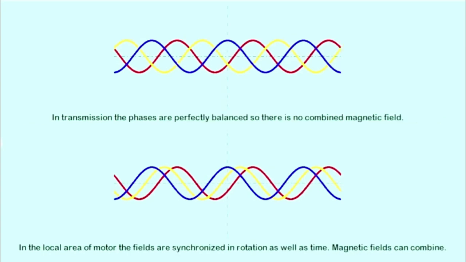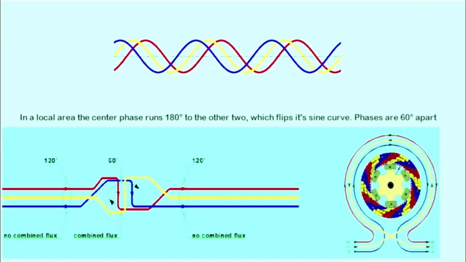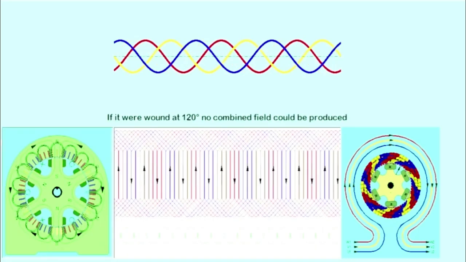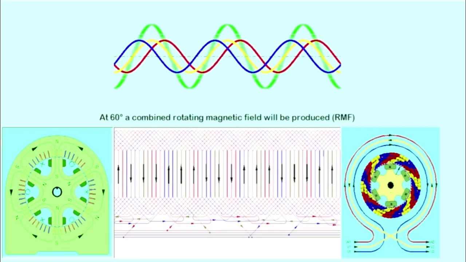In transmission, the phases are perfectly balanced, so there is no combined magnetic field. In the local area of a motor, the fields are synchronized in rotation as well as time. Magnetic fields can combine. In a local area, the center phase runs 180 degrees to the other two, which flips its sine curve. Phases are 60 degrees apart. If it were wound at 120 degrees, no combined field could be produced. At 60 degrees, a combined rotating magnetic field will be produced.